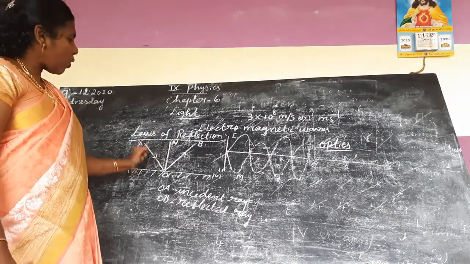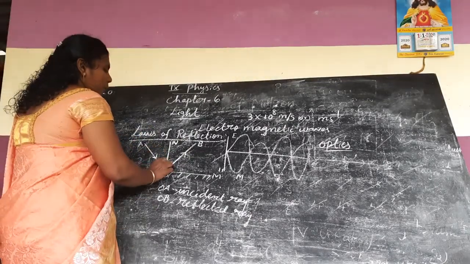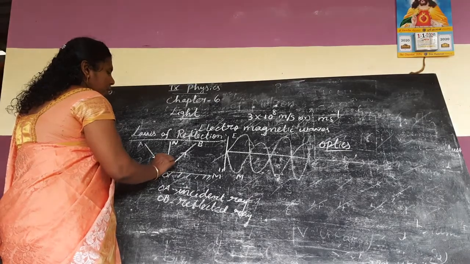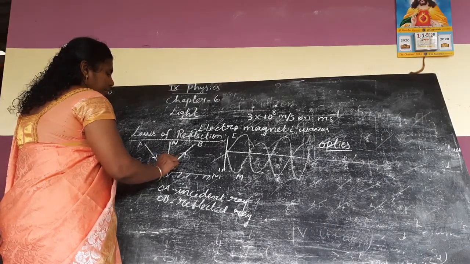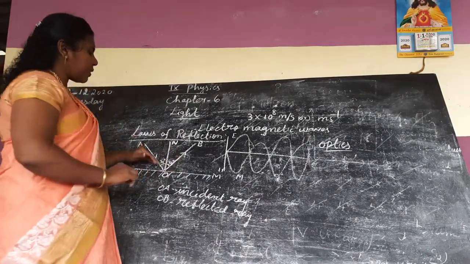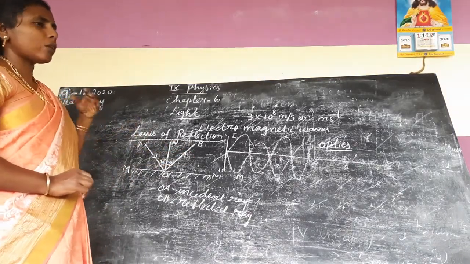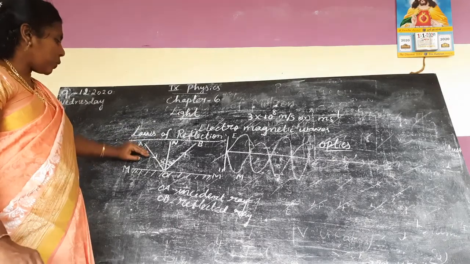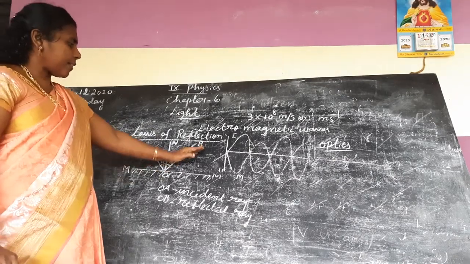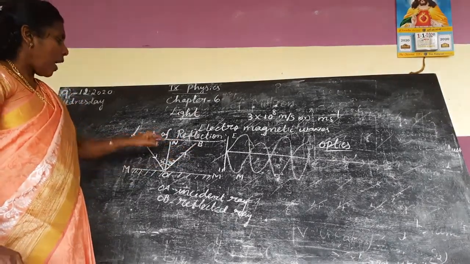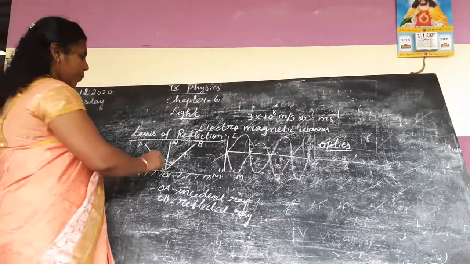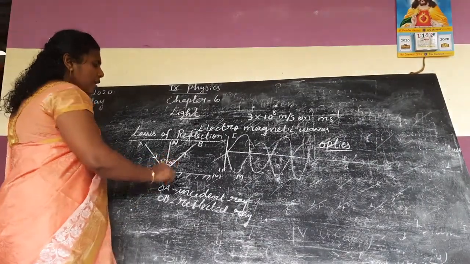Now here, the angle of incidence. Suppose here it is 30 degrees, then here also 30 degrees. So the angle of incidence is equal to the angle of reflection. Now we can see what the angle of incidence is. First, the incident ray, the reflected ray, and the normal at the point of incidence lie in the same plane.